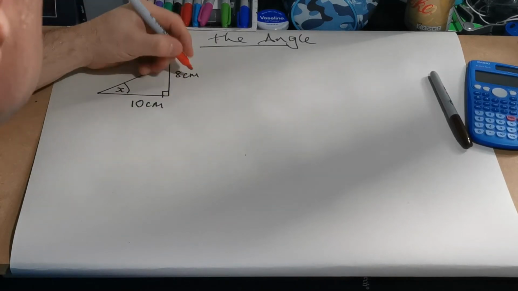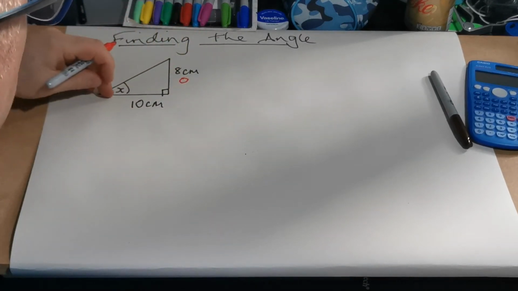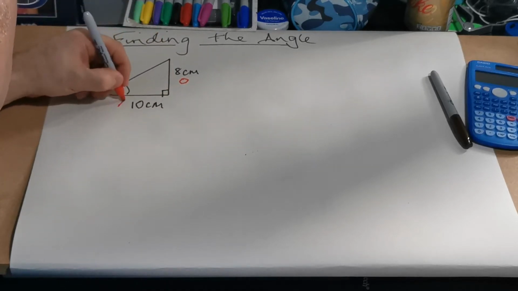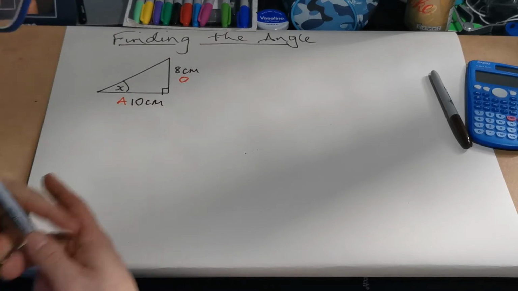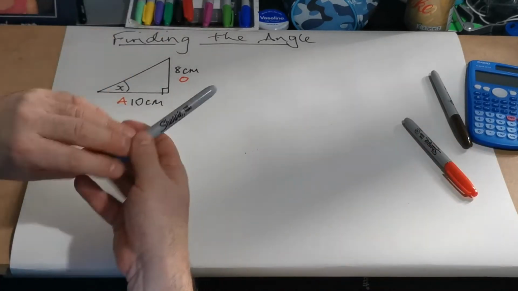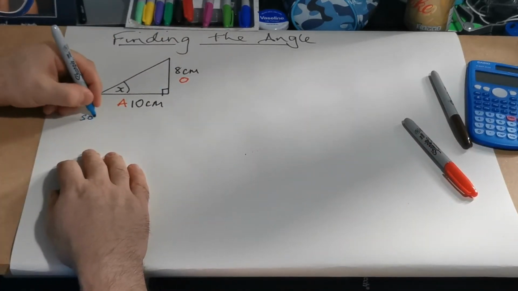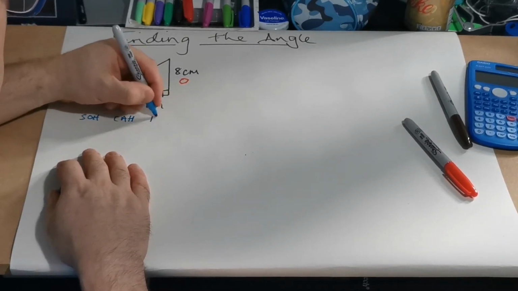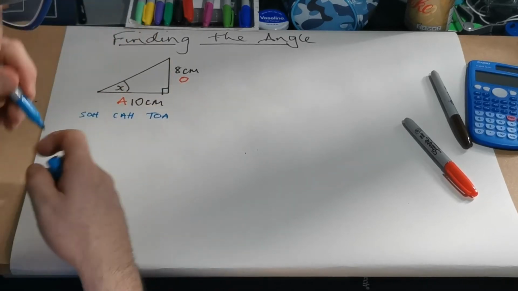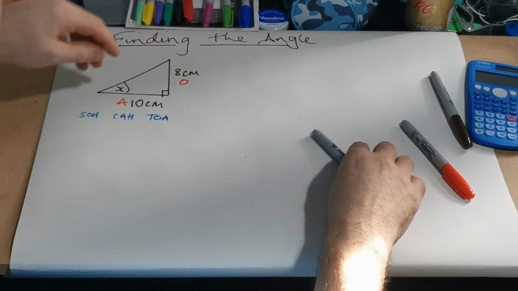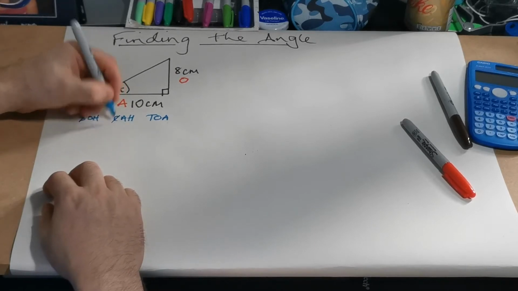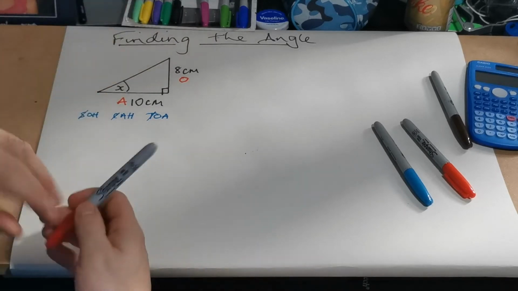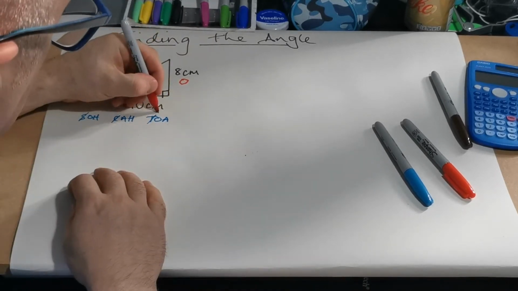So this one's on the opposite side, so that's the opposite. And this one's next to or adjacent to the angle and doesn't touch the right angle. So that's the adjacent. So if we were thinking SOHCAHTOA, and remember that first letter we don't really need to help us find out this bit. I can see O and A is clearly this one.